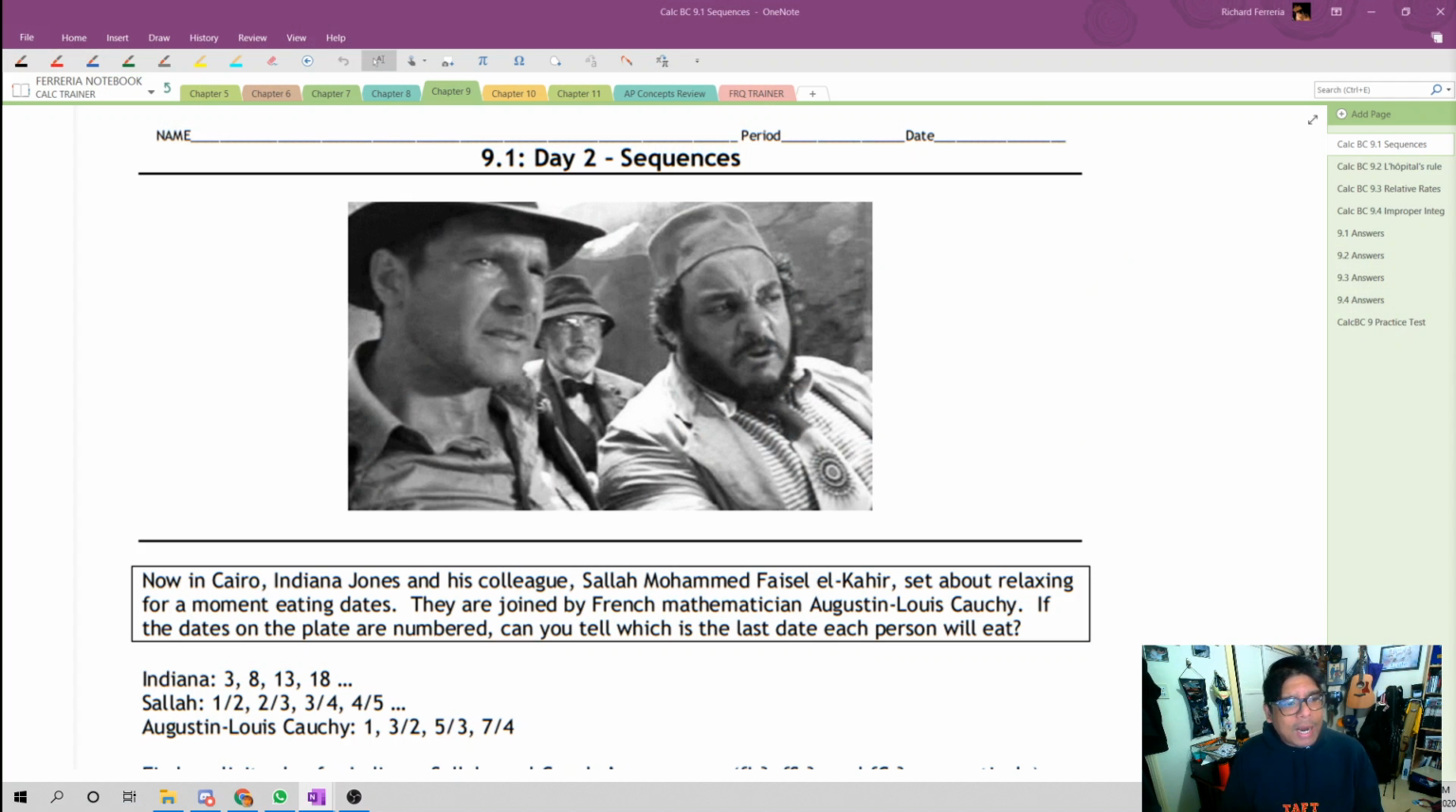And we have now in Cairo, Indiana Jones and his colleague, Salah Mohammed Faisal El-Kahir. I hope I got that right. They set about relaxing for a moment eating dates, and they are joined by the French mathematician Augustin Louis Cauchy. If the dates on the plate are numbered, can you tell which is the last date each person will eat? Okay, the date eating sequence in the Raiders of the Lost Ark is a pretty big one in my head for some reason. Don't know why.